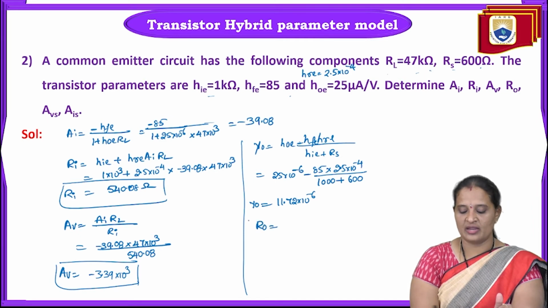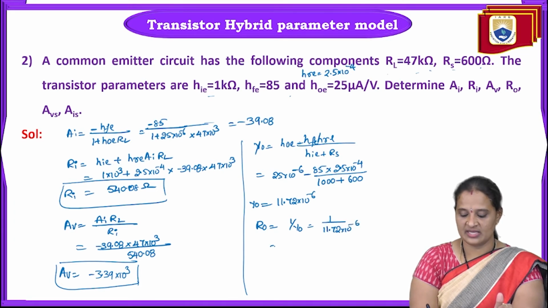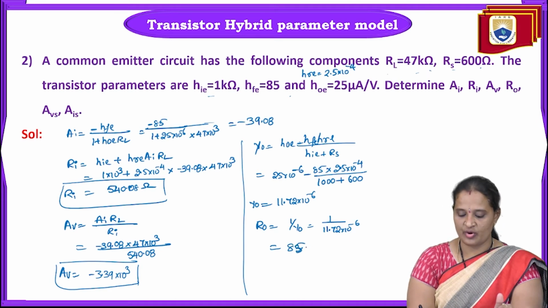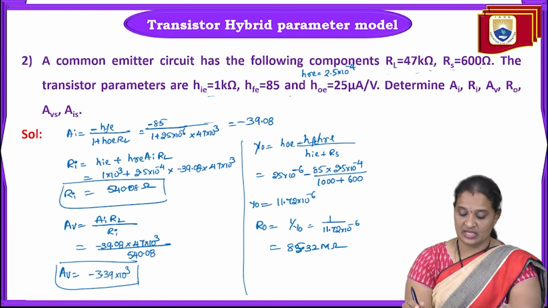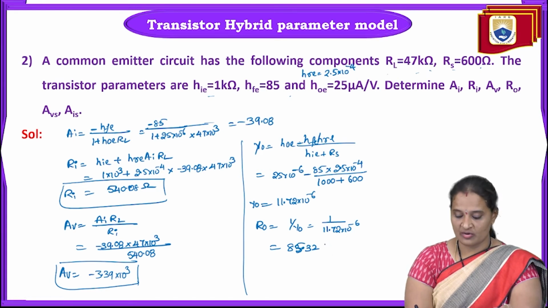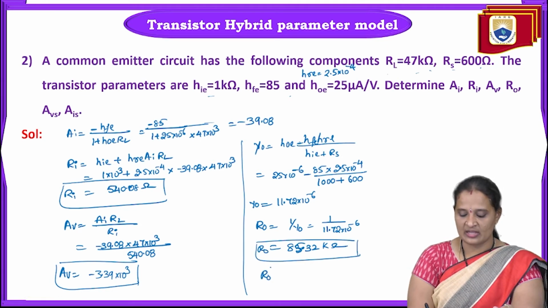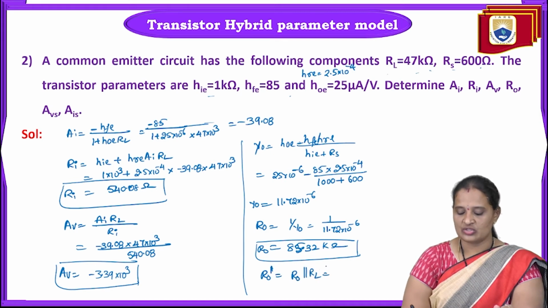And if you want to calculate the output impedance, 1 divided by Yo, that is 1 divided by 11.72 into 10 to the power of minus 6. So if you calculate Ro, the value of this one is 85.32 kilo ohms. The value of Ro is 85.32 kilo ohms. Similarly, we can also calculate Ro dash, which is equal to Ro in parallel with RL. So what is Ro?